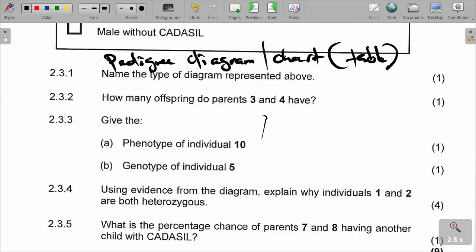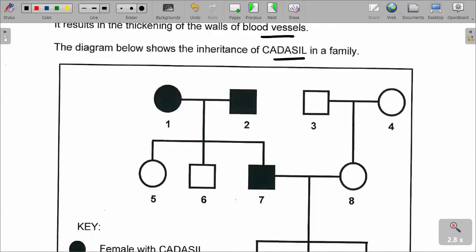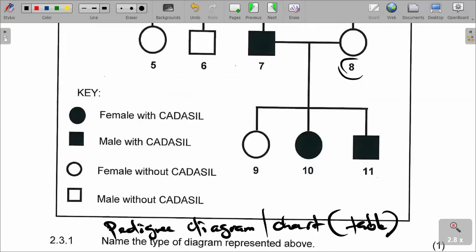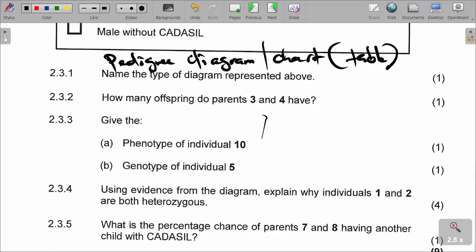How many offsprings do parents 3 and 4 have? Parents 3 and 4 are this one and this one, and they have only one, who is number 8. They have one, which is represented by 8 there.